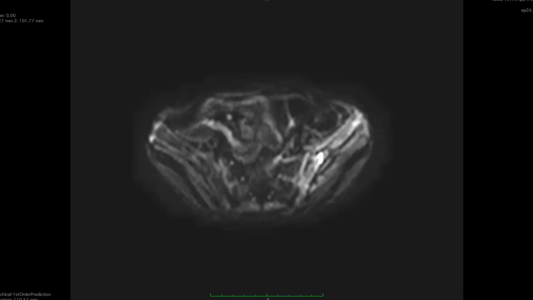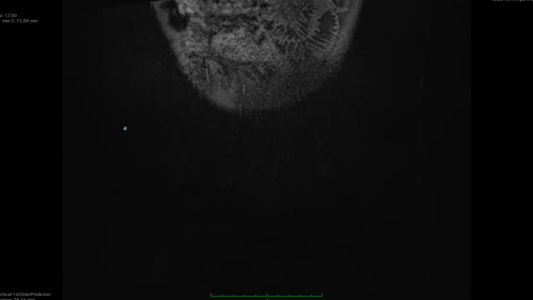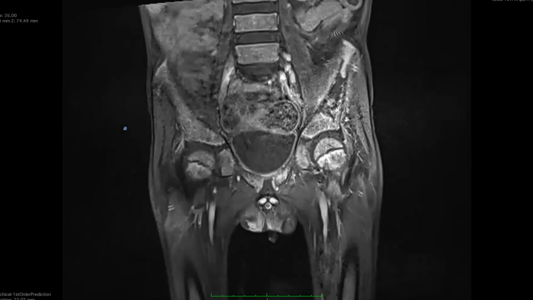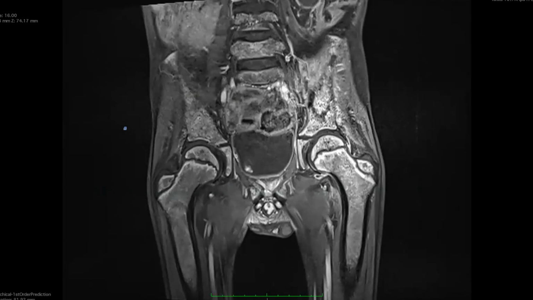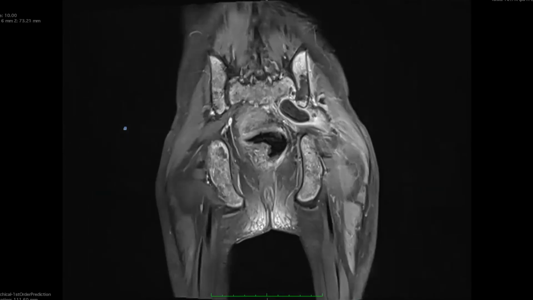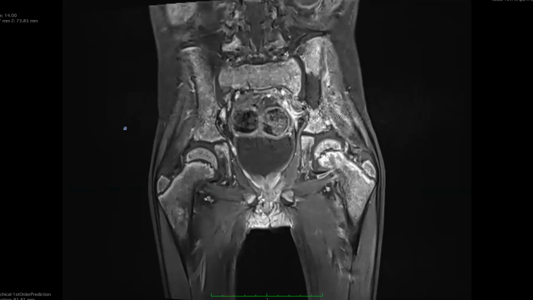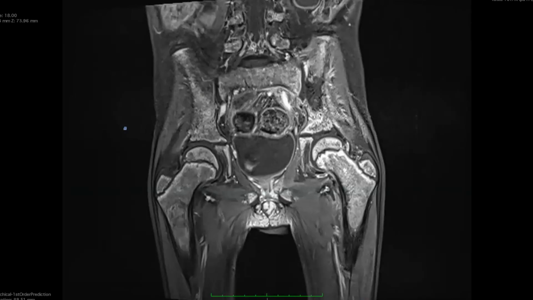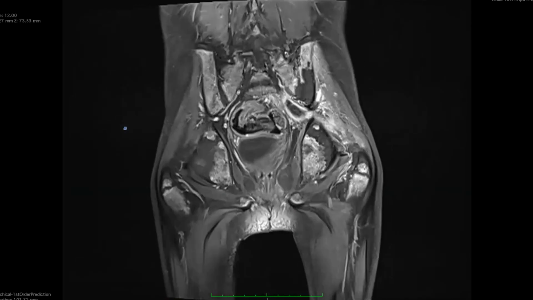This is your post-contrast T1 fat suppressed sequence. The post-contrast fat suppressed sequence reveals focal areas of non-enhancement.